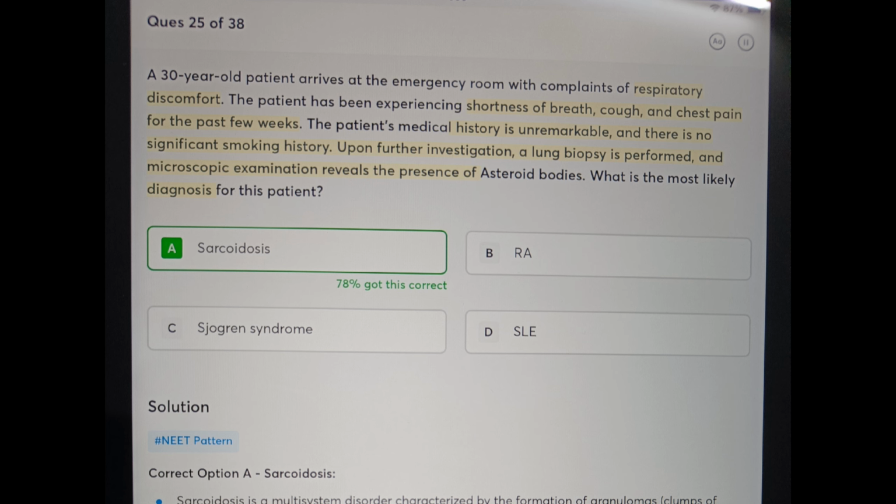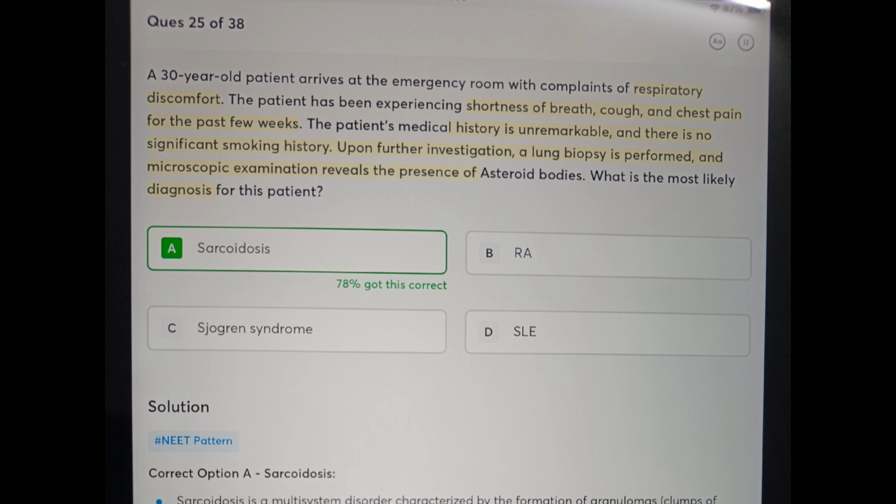And now read the question. Before marking sarcoidosis, just confirm and correlate with the other data given. It's written some complaints of respiratory discomfort, shortness of breath, over the past few weeks. So they are talking about the lungs, which are most commonly affected. So in sarcoidosis, most commonly the lungs get affected, and asteroid bodies are written in the last line. So by reading the last line in a long question, we can jump to an answer and just correlate with the other data provided.